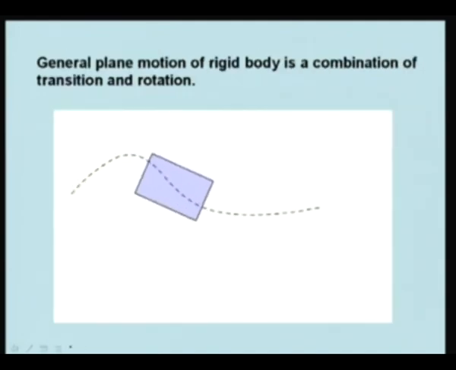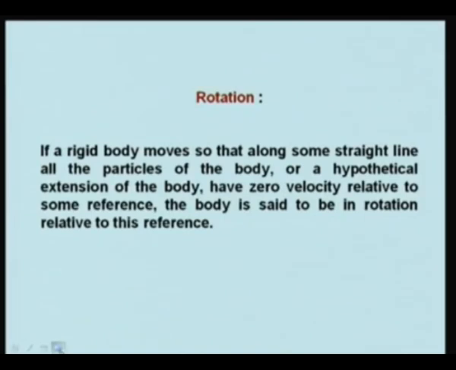Now, general plane motion of a rigid body is a combination of translation and rotation. A body can have translation as well as rotation. You can translate the body to some point, then you rotate, or you first rotate and then translate, you will get the same thing. So, general plane motion of a rigid body is a combination of translation and rotation.